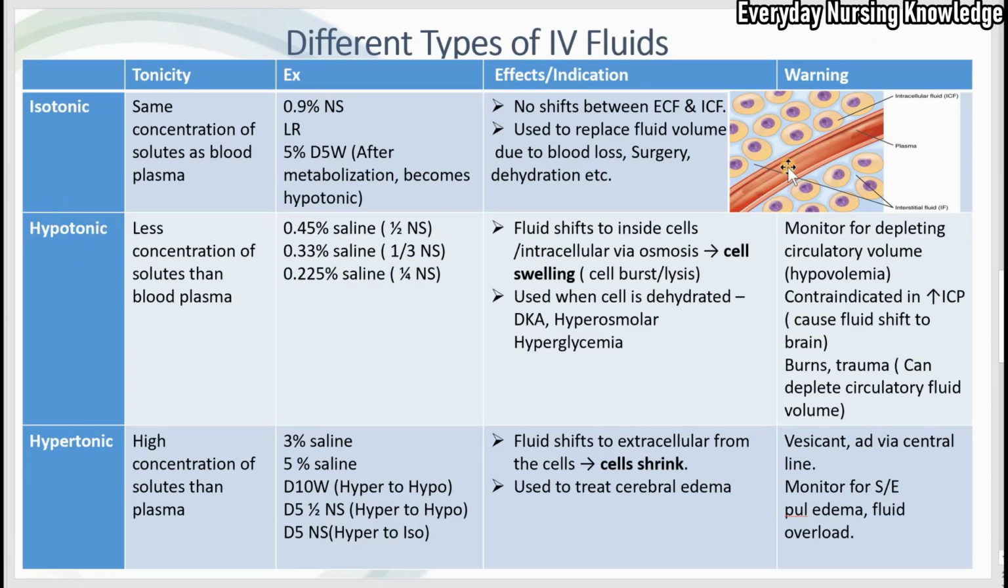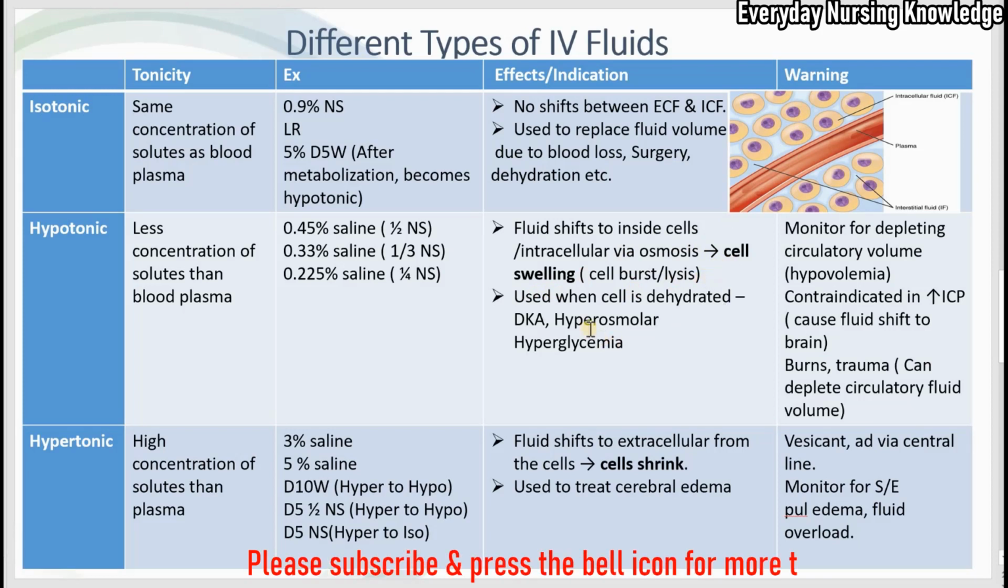As a result, water moves from the less tonicity area, that means inside the blood vessels, to interstitial fluid and to inside the cells. As a result, what happens? Cell swells or cell burst or lysis can happen. So these hypotonic fluids are used when the cells are dehydrated. You want the cells to get fluid. So this is indicated when the cells are dehydrated, and that is seen with DKA or hyperosmolar hyperglycemia.